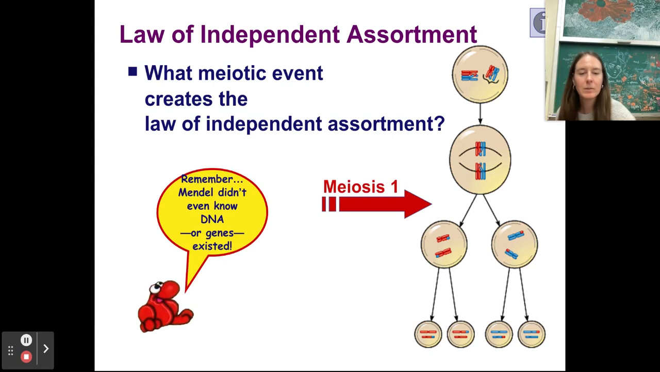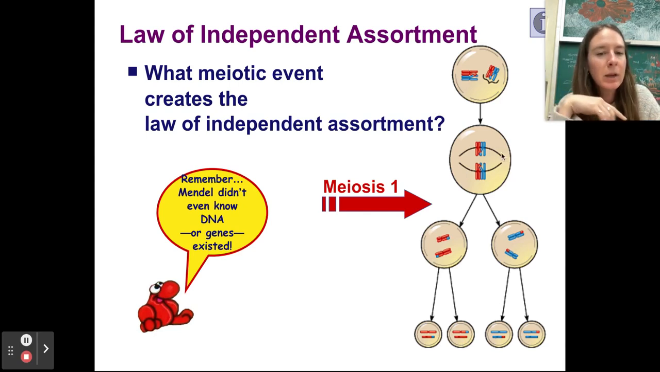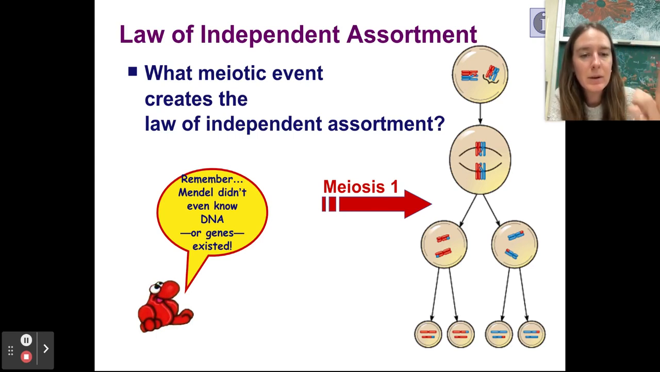But it's possible that this could have been swapped. So the blue could have been on this side, and the red could have been on this side. That's also going to change the way that the gametes are created. Remember, one organism does meiosis many, many times, thousands of times. Depending on how the chromosomes line up that round of meiosis, you're going to make different versions of the gametes. So what meiotic event creates the law of independent assortment? It's meiosis 1. It's how the chromosomes line up on the metaphase plate during meiosis 1, depending on how they're sorted, or assorted, here.